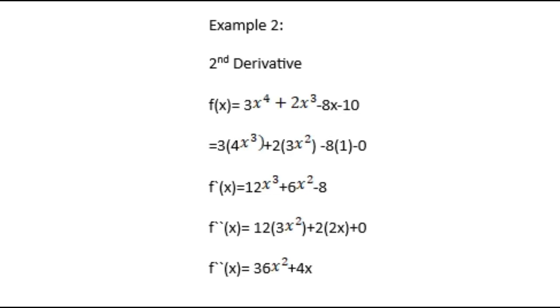And again, we will derive. f prime of x equals 12 times 3x squared plus 6 times 2x plus 0. And the answer of the derivative is 36x squared plus 12x. And that is the second derivative.